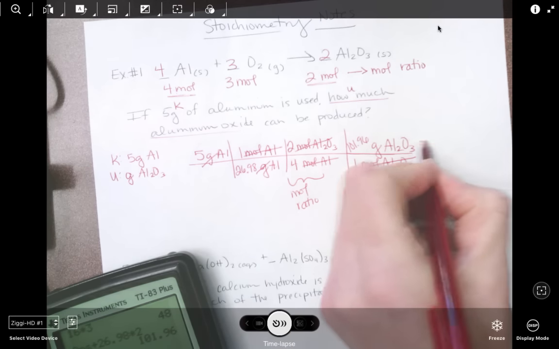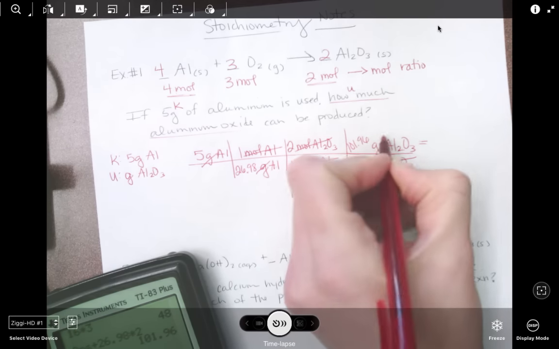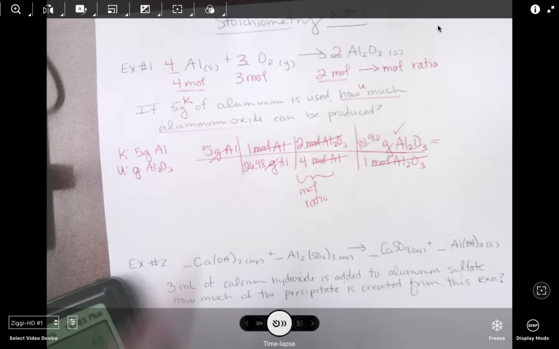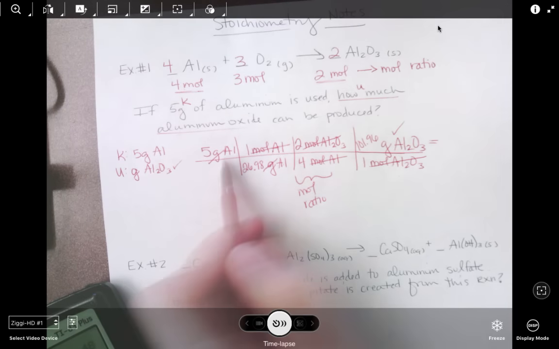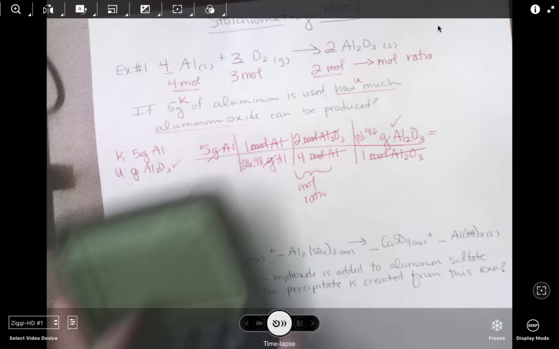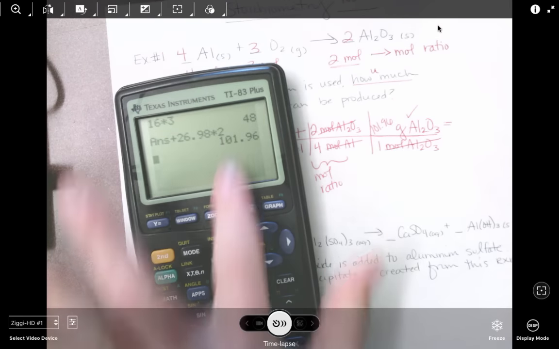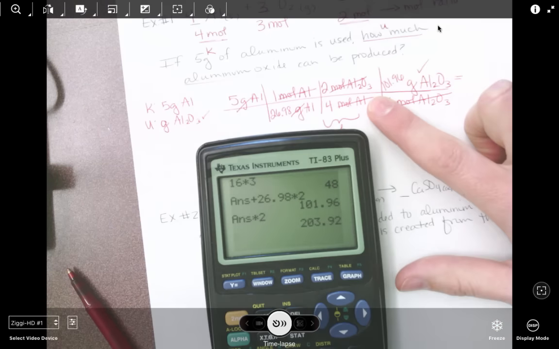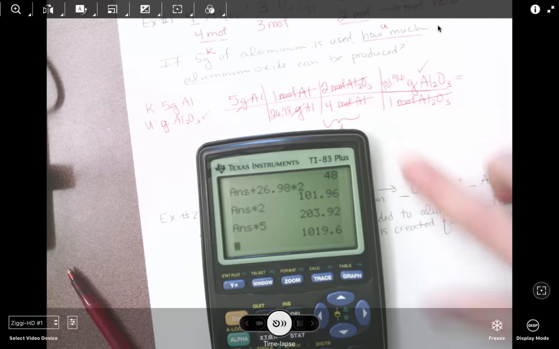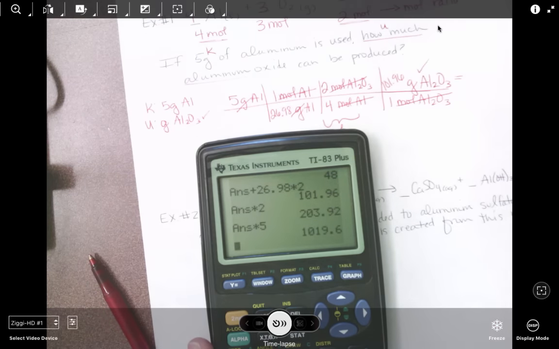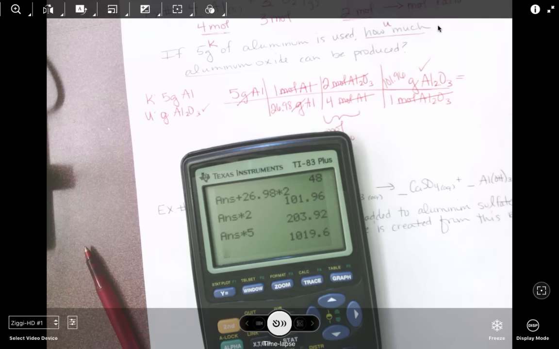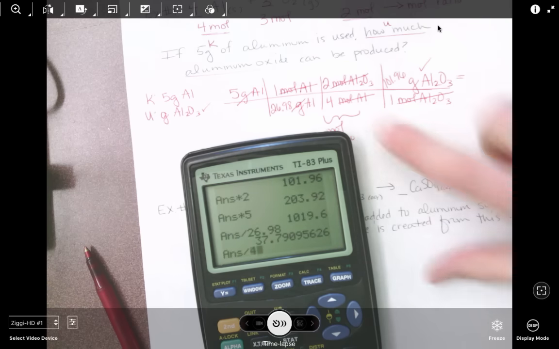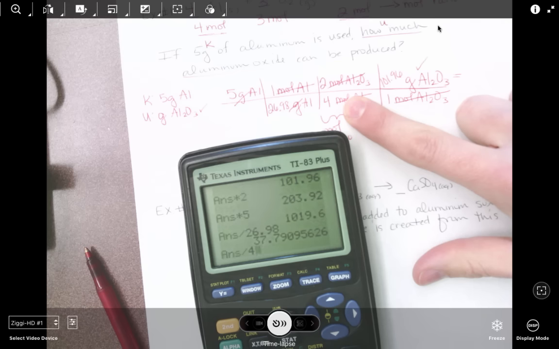All right, so now that I've reached the units of my unknown, I stop. That's what I'm looking for. Multiply numerators, divide by denominators. So I'm going to take this number that's already in my calculator, multiply by 2, and multiply that by 5. So those are all my numerators. And then divide by everything on the bottom, so 26.98, and then divide by 4.